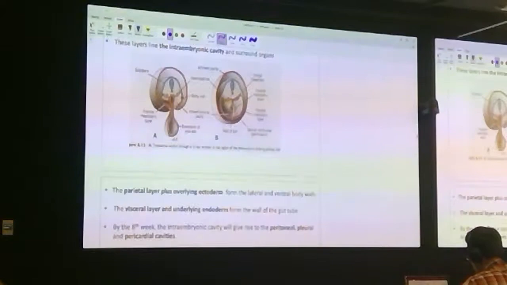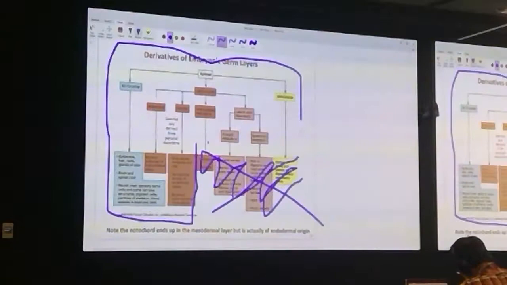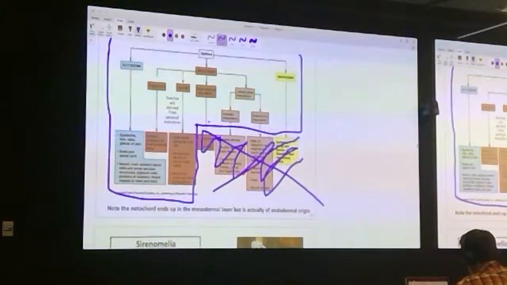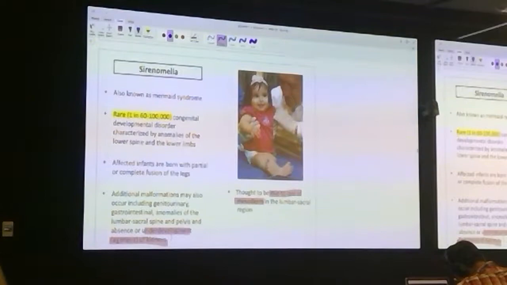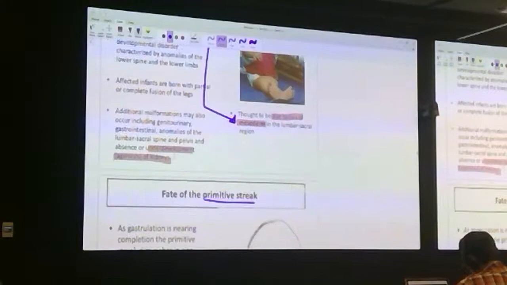Just know this slide. Everything that I didn't like, scratch out. Okay, sirenomelia. There's no mesoderm in the lumbar sacral region. These people also have no kidneys.